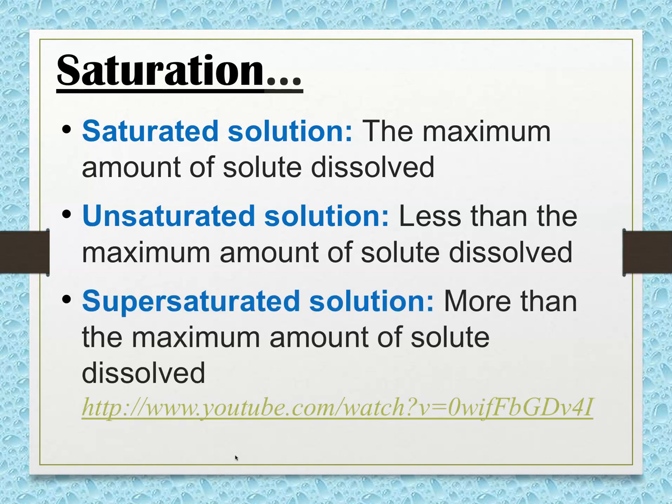Lastly, we have a supersaturated solution. Again, more than the maximum amount of solute dissolved. The only way to make a supersaturated solution is by increasing the temperature. So you have your set amount of solvent, you've added your solute, and once you start heating it up, you're then able to add more solute, and you can get more and more to actually dissolve.